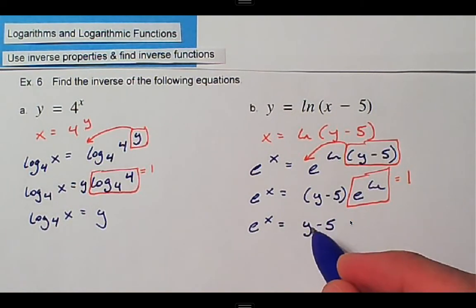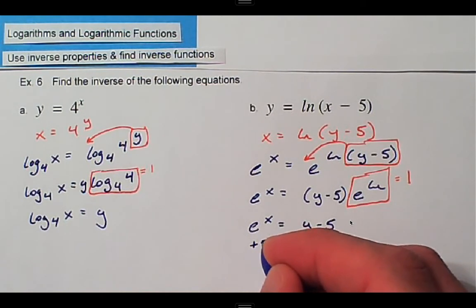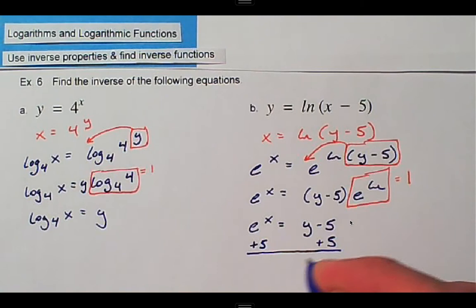And then in order to get y by itself, we can add 5 to both sides. And then we finish it up with e to the x plus 5 is equal to y. And then that is the inverse.